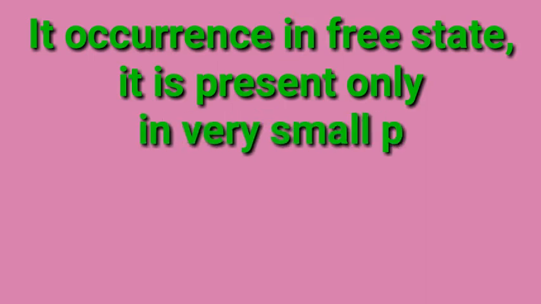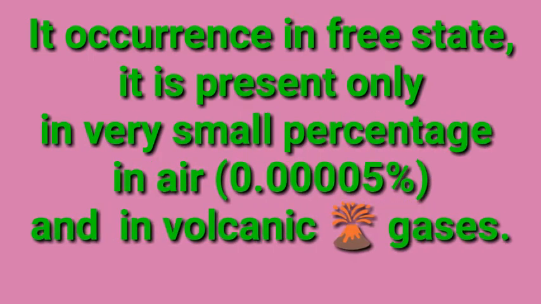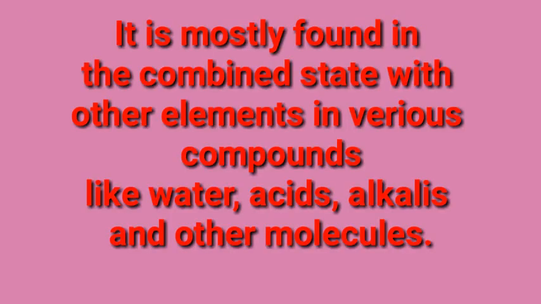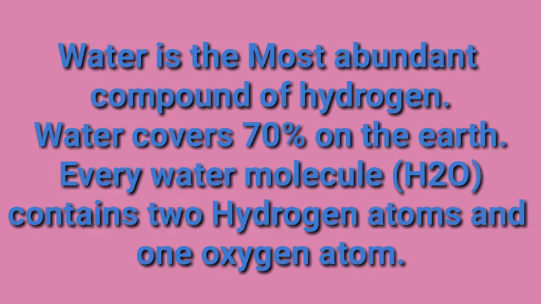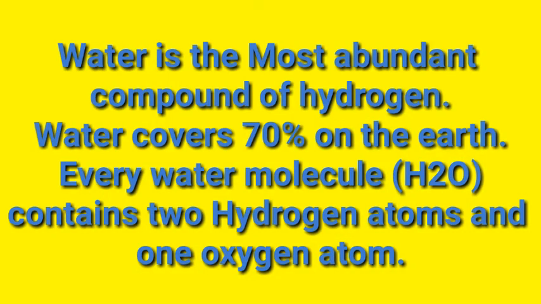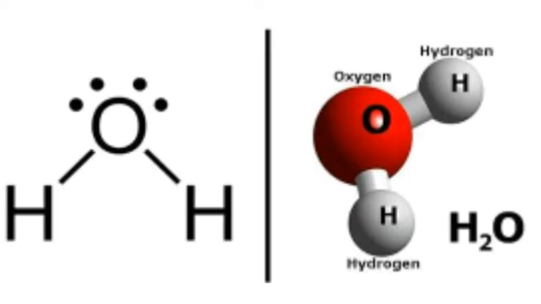In free state, it is present only in a very small percentage in air, near about 0.5%, and in volcanic gases. It is mostly found in the combined state with other elements in various compounds like water, acids, alkalis and other molecules. Okay students, now water is the most abundant compound of hydrogen on earth, right? So water covers 70% of the earth, we already know that. Every water molecule H2O contains 2 hydrogen atoms and 1 oxygen atom.